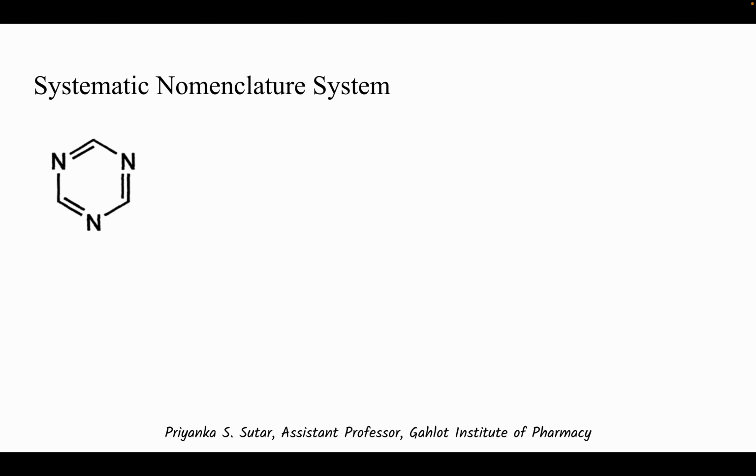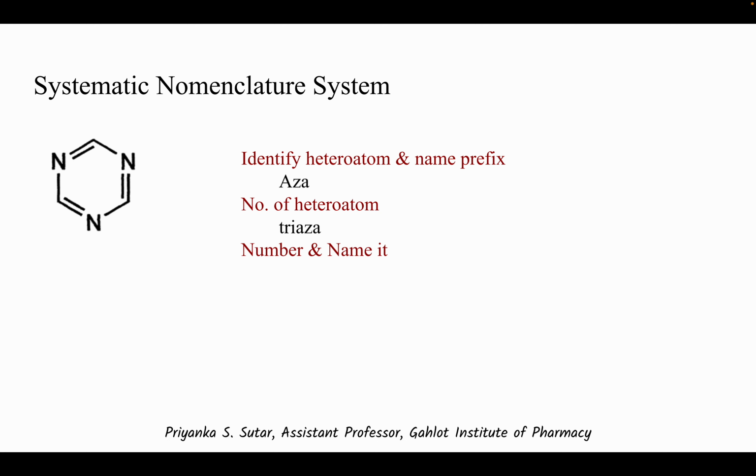Moving on to the next structure. Now you are getting it, right? We'll go fast. Identify the heteroatom and the name. Heteroatom is nitrogen. As per table number 1, prefix is aza. As per rule number 2, the multiplicity rule, you look for the number of heteroatoms. There are 3 heteroatoms, all identical, so it is triaza. You number it and name it: 1, 2, 3, 4, 5. So 1,3,5-triaza.